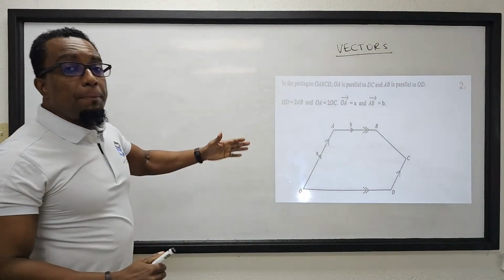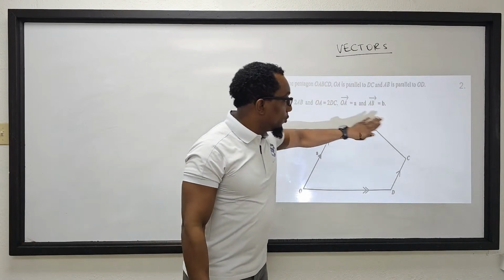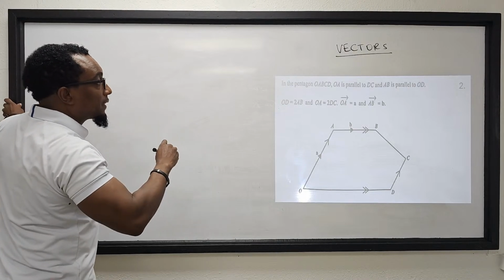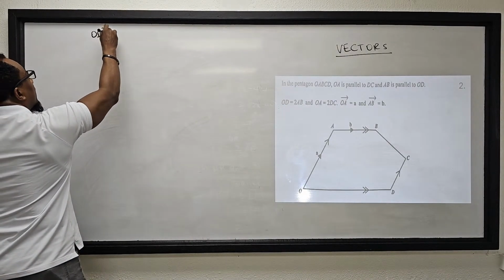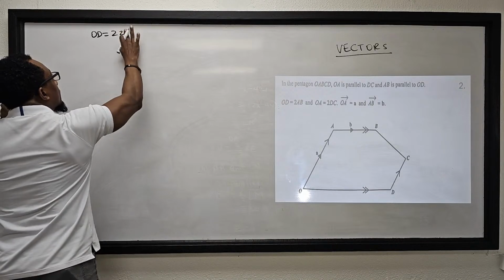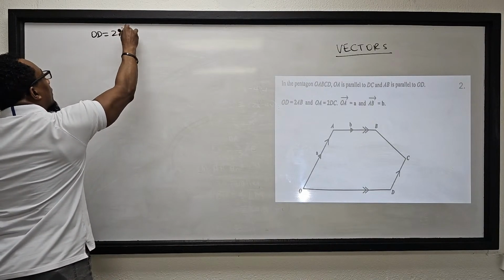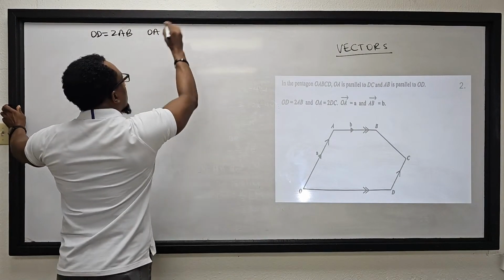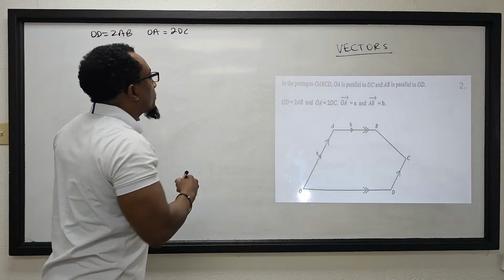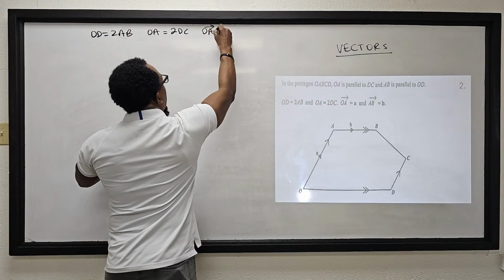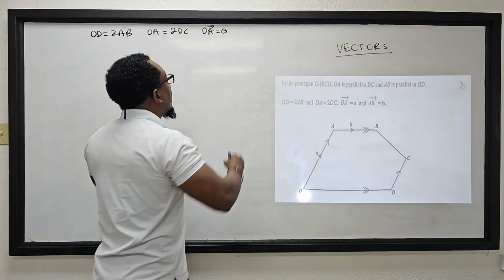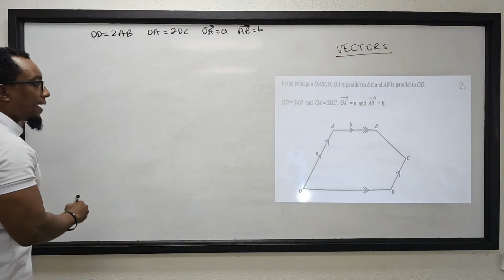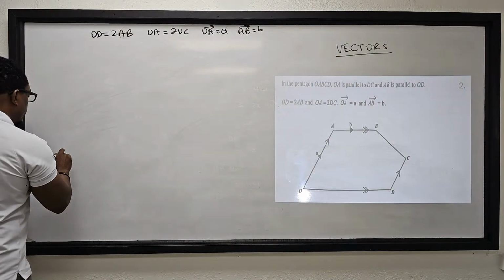So this is a pentagon. Pentagon is a 5-sided figure. 1, 2, 3, 4, 5 sides. So I will draw the diagram. So it says here, let me put all the important information. OD is 2 times AB. OA is equal to 2 times DC. Vector OA has magnitude A, and vector AB has magnitude B. So I'm going to draw the diagram. This is the diagram I'm going to draw.